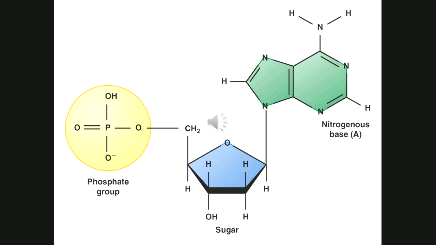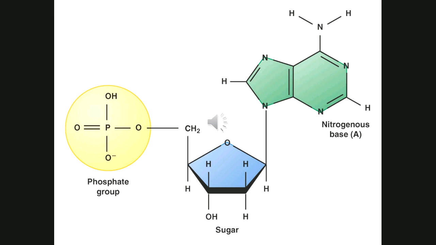This is the monomer that makes nucleic acid. We have a phosphate group, we have a sugar, and we have a nitrogenous base. They have four nitrogenous bases: adenine, guanine, cytosine, and thymine. Those exist in the DNA. For the RNA, we also have adenine, guanine, cytosine, but we don't have thymine. We have uracil. All right? So they differ only by the nitrogenous base.